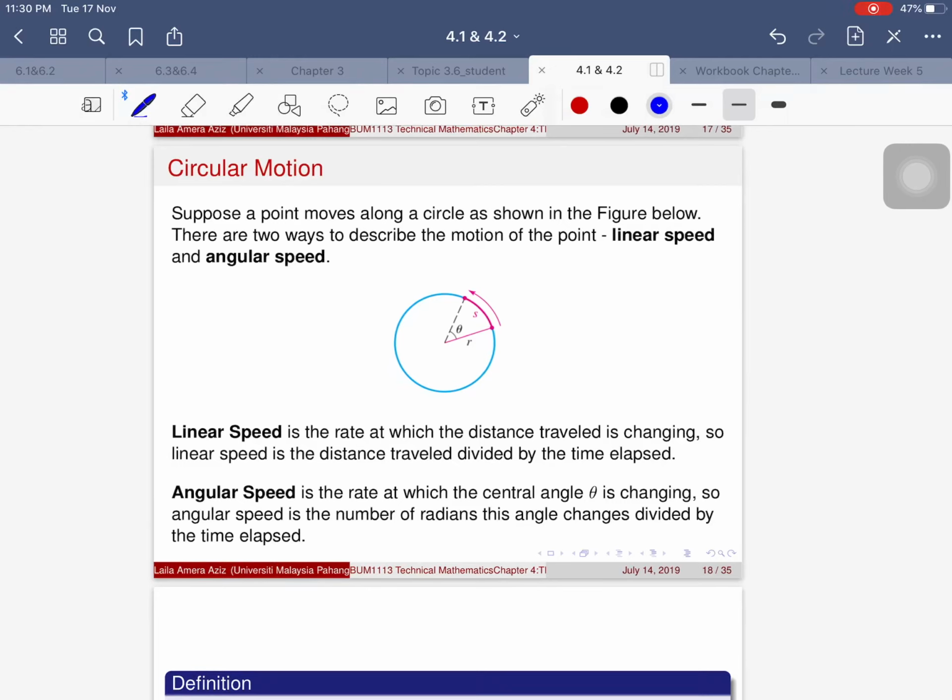Right, next we're going to talk about circular motion. So what happens if something moves in a circle? Suppose a point moves along a circle as shown in the figure. There are two ways to describe the motion: linear speed and angular speed.